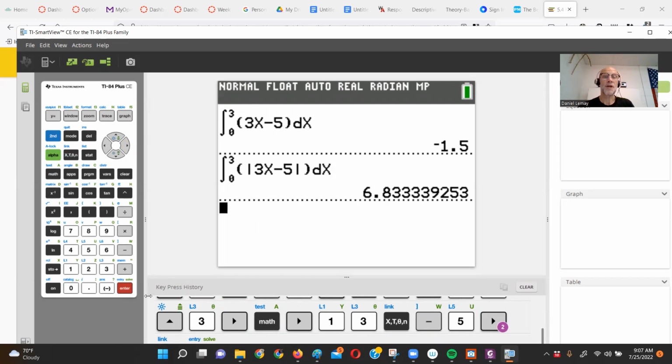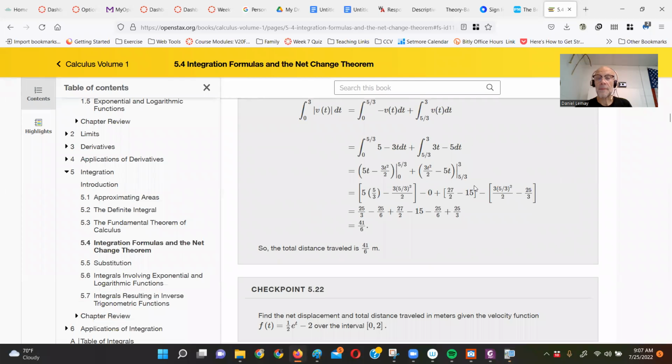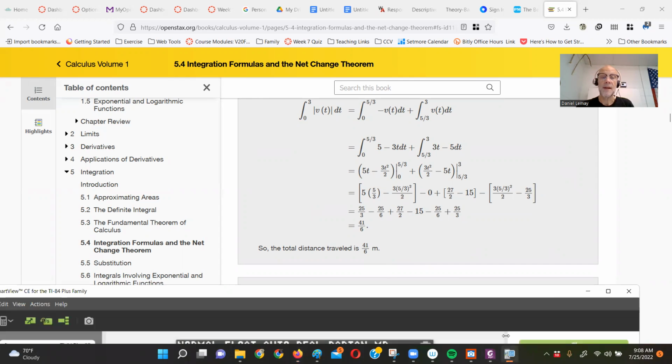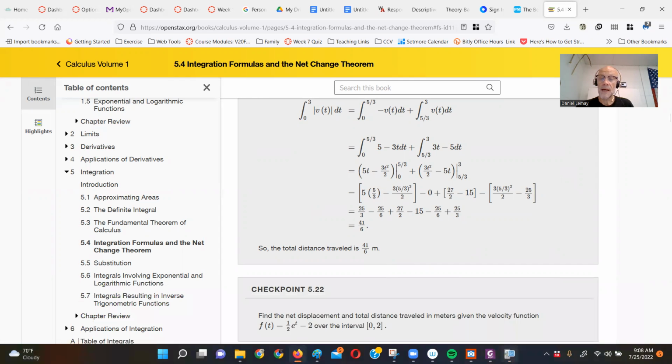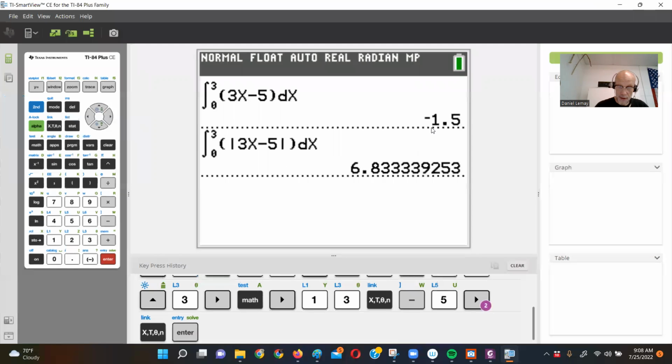Now let's make sure that agrees with the textbook. Let's see for the total distance here. So they're saying 41 over 6. That's 41 divided by 6. I'm hoping that's what the calculator said: 6.833. I think that's what the calculator said. I'm going to drag down. 6.833. Yes. So that's how you can use fnInt to evaluate a definite integral.